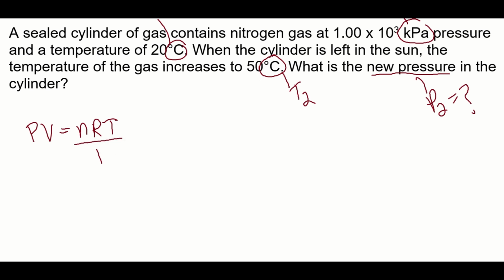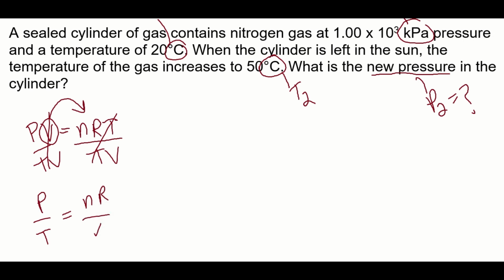We can divide through by T to get T over to the left side. And let's move all the constants to the right side. Volume is constant. The number of moles is constant. And R is defined as a constant. So we can move volume over to the right side by dividing through by volume. So what we have is P over T is equal to nR over V.